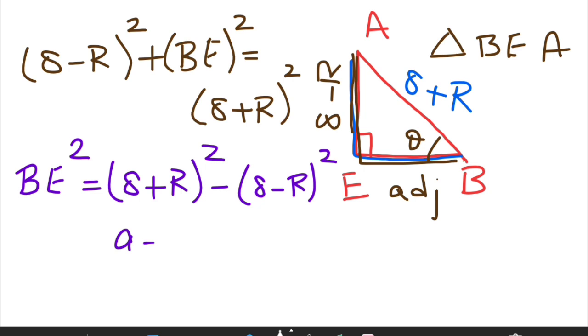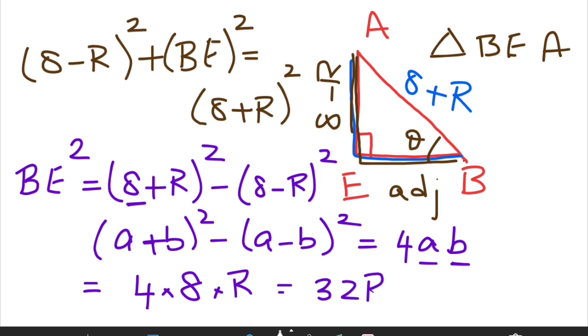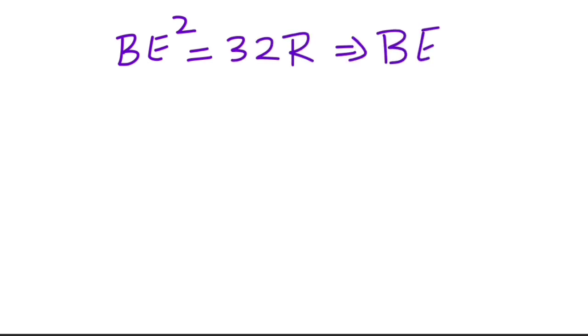Now it is in the form of (a plus b) whole square minus (a minus b) whole square. We know that the formula is 4ab, isn't it? We know this. So according to that formula, we are going to substitute a and b. 4 times a is nothing but 8, b is nothing but r. That means 32r. BE whole square, the distance, is 32r. If you take square root on both sides, then BE length is square root of 32r. 32 we can write as 16 times 2, so that we can write it as 4 root 2r, isn't it?